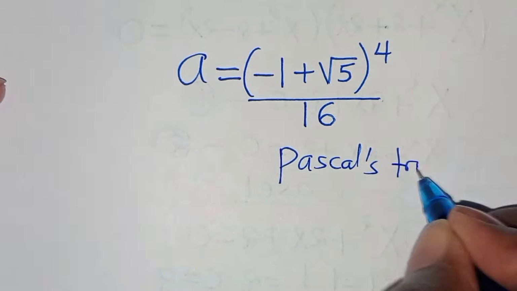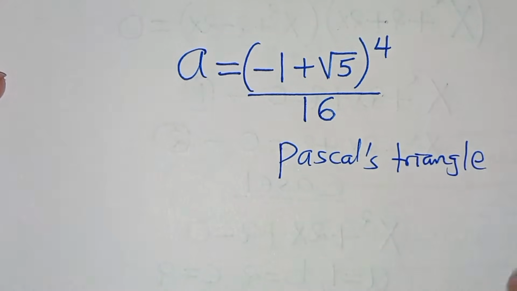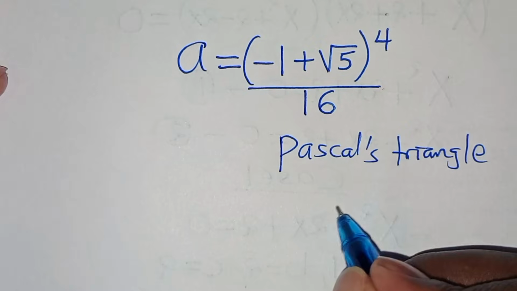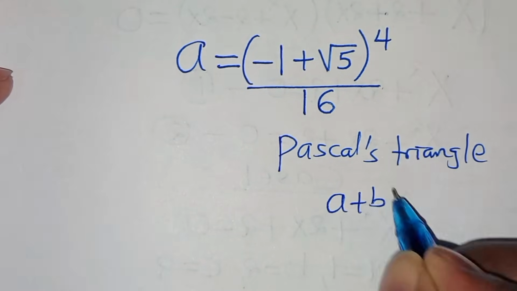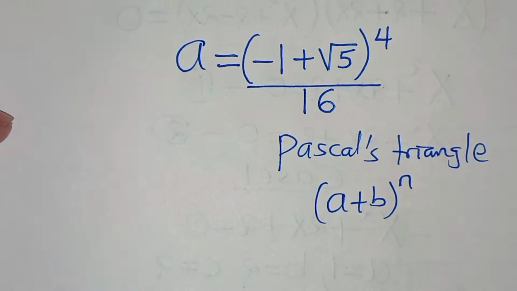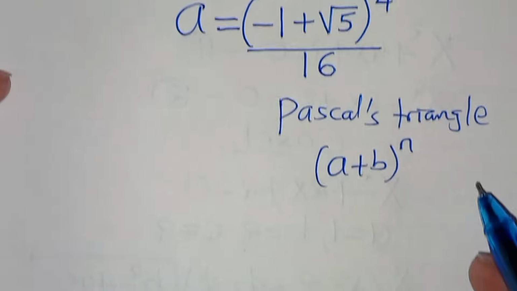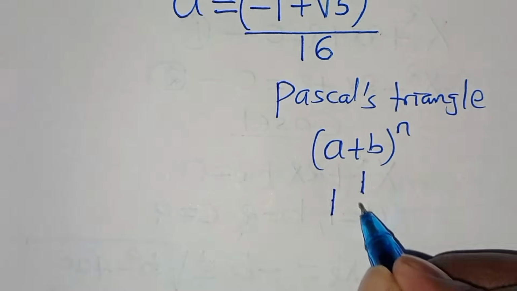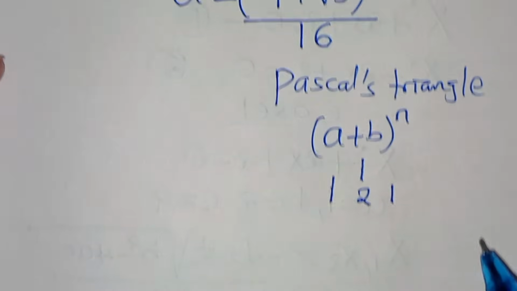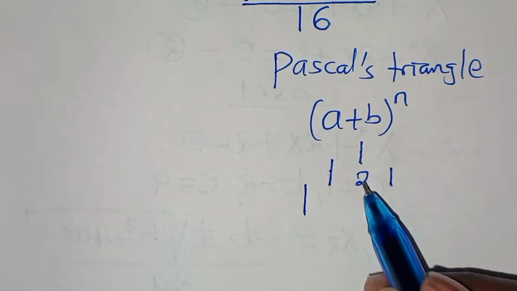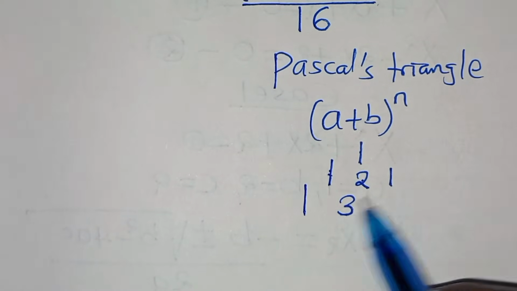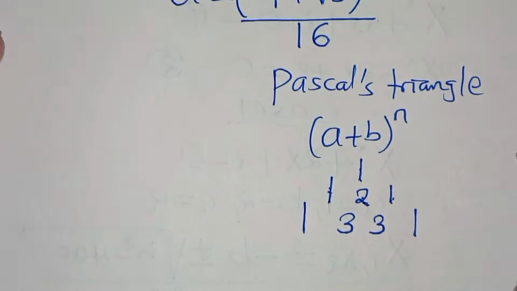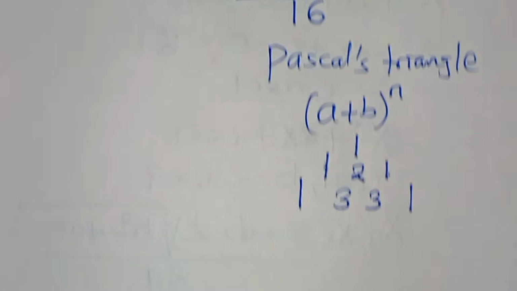The Pascal's triangle property to determine the coefficient here. Remember, this is in the form of (a + b) to the power of n. So now we have a power of 4 here. If we have a power of 2, we have 1 plus 1, this is 2, then we have 1 here. Then if it's a power of 3, we'll have 1 plus 2, this is 3, 2 plus 1, this is 3. Then we have 1.